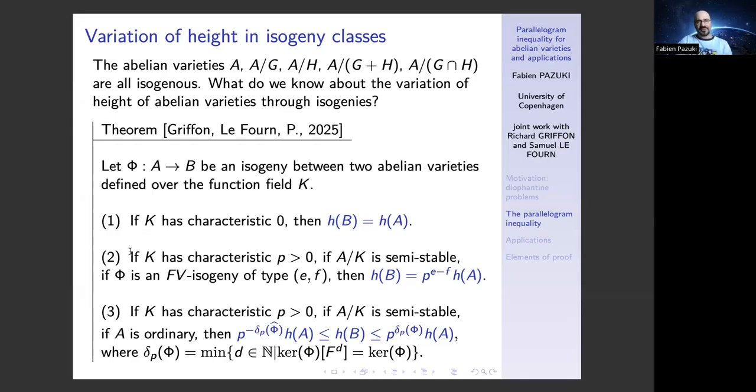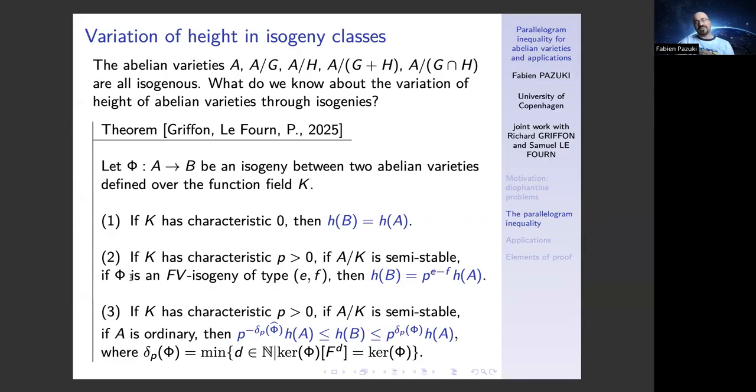Interest starts here. So you see, second point now, I have K a field of characteristic P, a function field of characteristic P. I assume A is semi-stable. This is the setting where we work. And now let me assume that phi, the isogeny we start with, is actually of a special type, FV. So F stands for Frobenius. We're in characteristic P, so of course the Frobenius will show up at some point. And then the Verschiebung, so another isogeny that is very important in characteristic P.